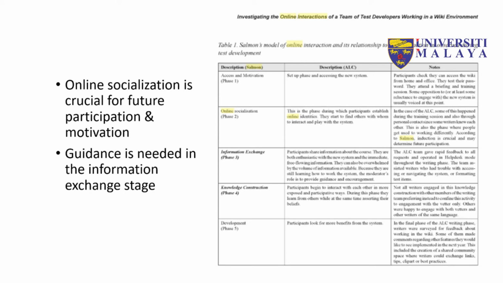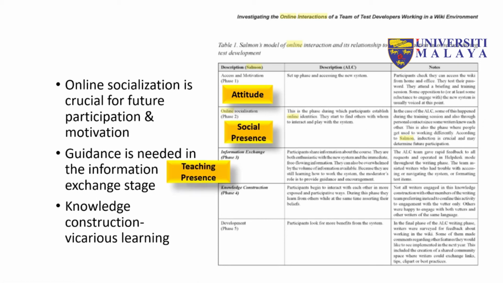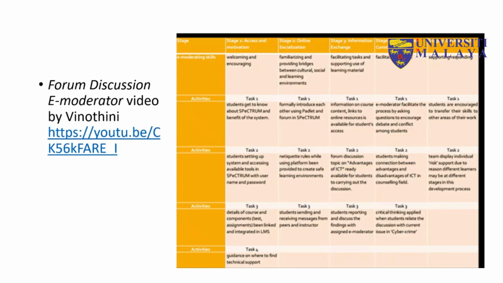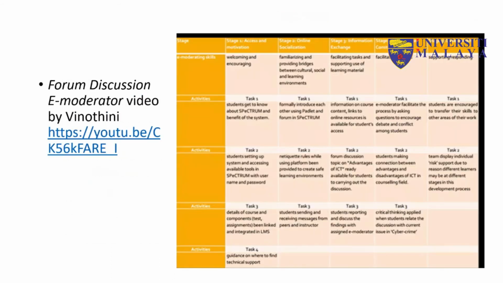You find that it may actually be difficult for students to share information before you can allow them to construct their own knowledge. And it may be vicarious learning. They learn from other people as other people share. So it's attitude, socialization, teaching first, and only then you may be building up your cognitive presence. Forgot to put cognitive in there.